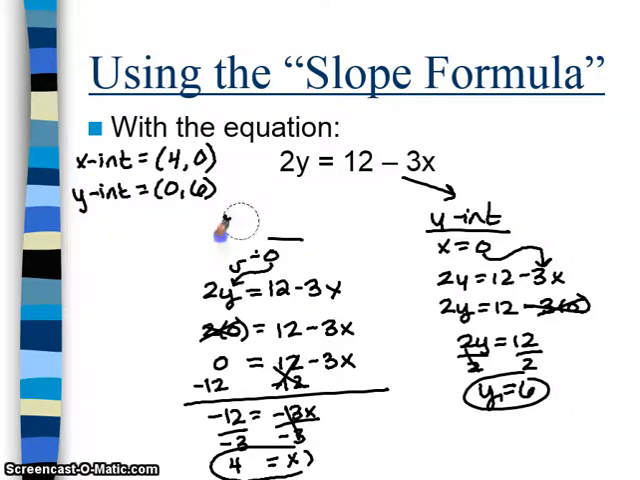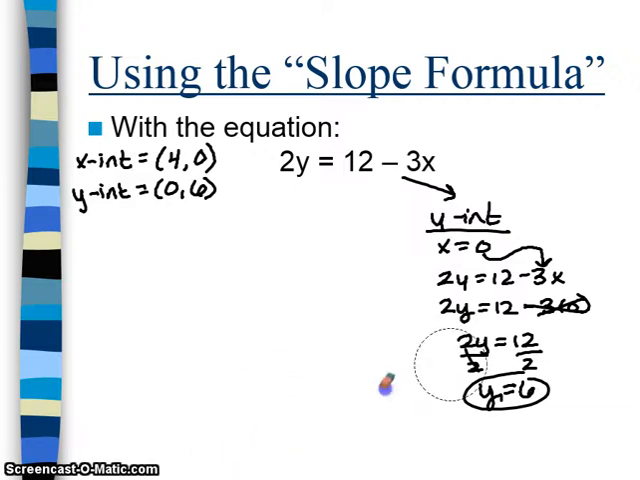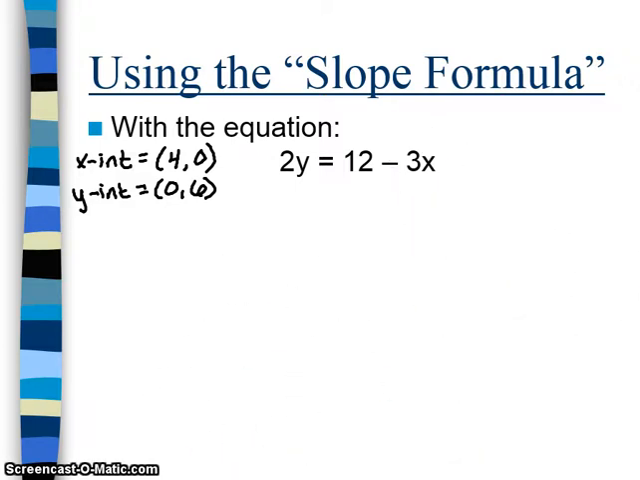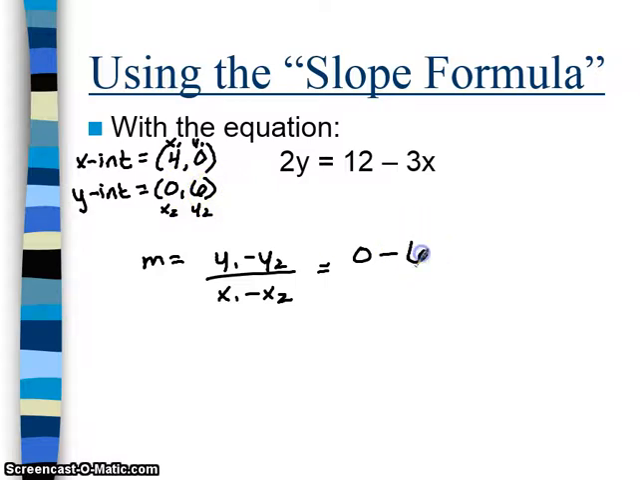Now that I know 2 points that are in this relationship, I can use the slope formula. Remember, first step, label the points, x1, y1, x2, y2. Substitute into the slope formula, which says y1 minus y2 over x1 minus x2. y1 was 0, minus y2, which is 6, over x1, which is 4, minus x2, which is 0.